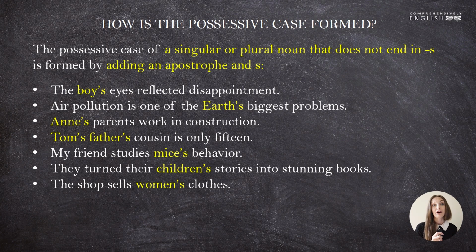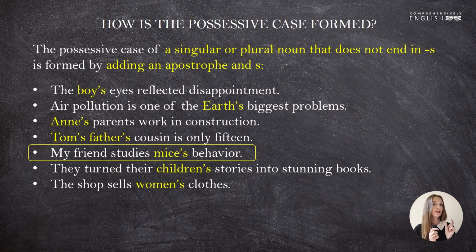So it doesn't matter for us whether we are dealing with a plural form or with a singular form. What is important here is that we are speaking about the nouns that do not end in letter s. For instance, the fifth sentence contains the word mice. Mice is the plural form of the noun mouse.